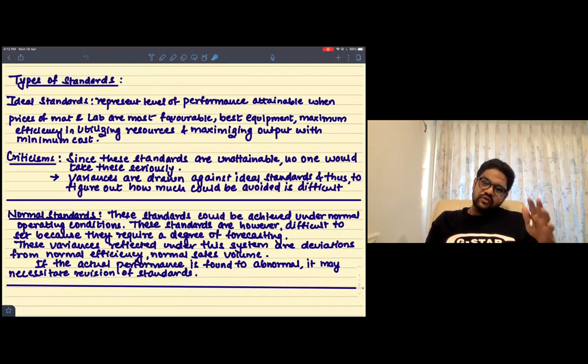We have a lot, so we'll just be looking at that. The first type is the ideal standard that represents the level of performance attainable when everything is right. The ideal standard is the utmost best standard that you can achieve. Basically, this is something that is unachievable and people just don't take it seriously, because everything happens in the best case scenario. Which is why the effectiveness of something like that is a little less.